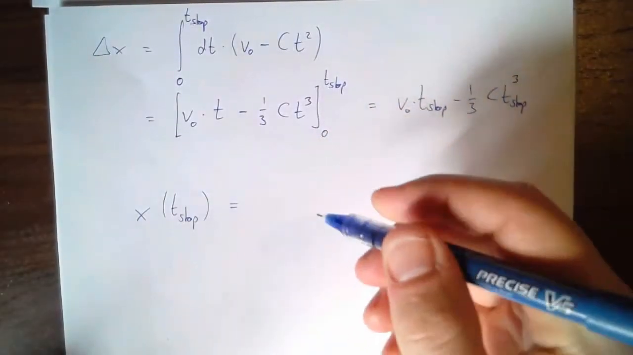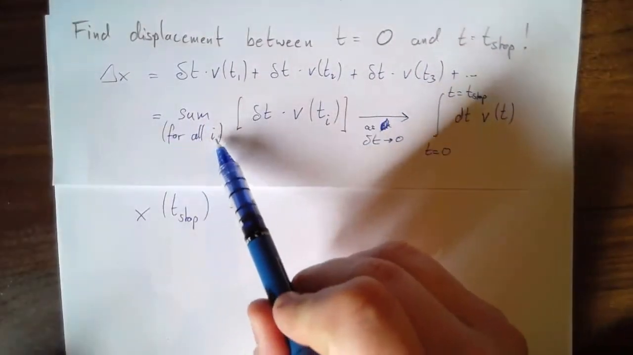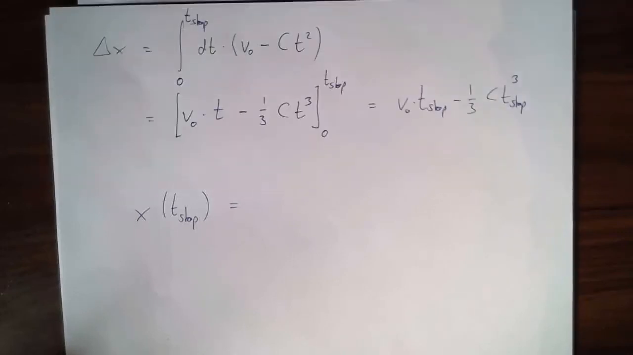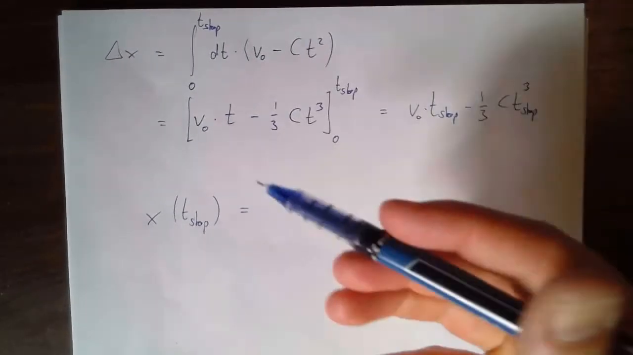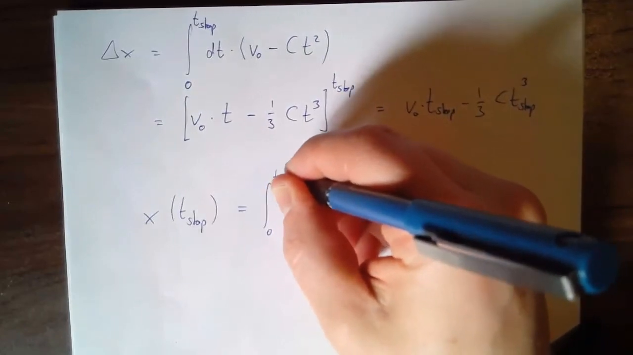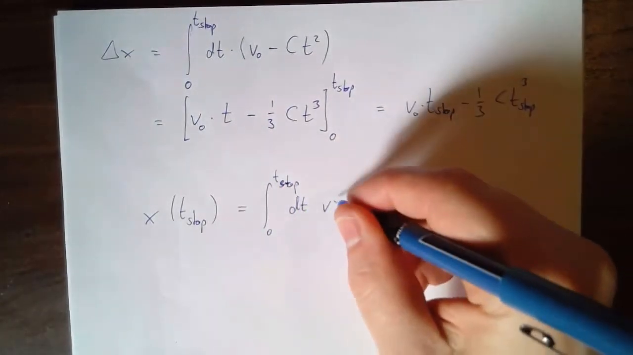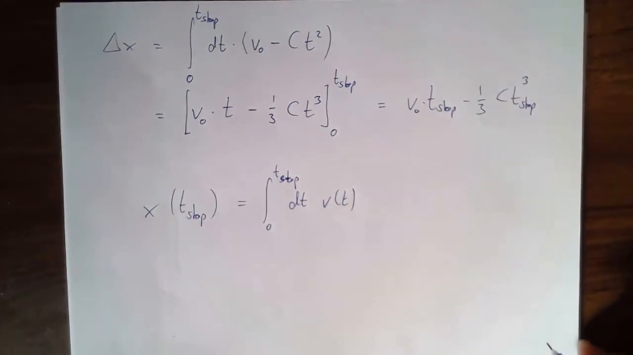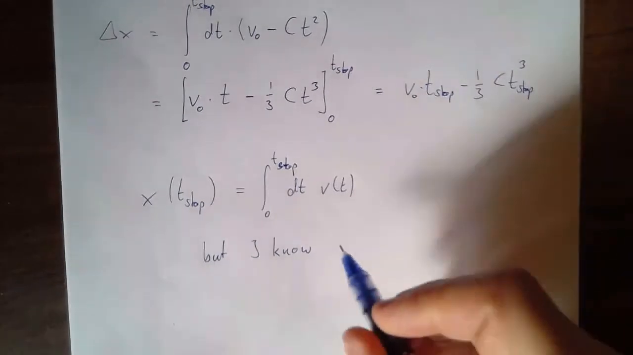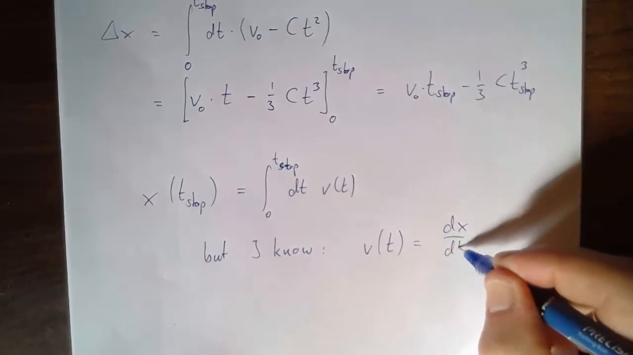is equal to the sum, what I had up here, the sum of all the little chunks, or I can rewrite that with this funny way, if my chunks are becoming infinitesimally small and I've got infinitely many of them. So that's equal to the integral from 0 to t stop, dt v of t. But I know that v of t is dx dt in the first place.